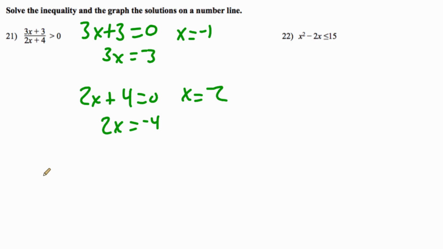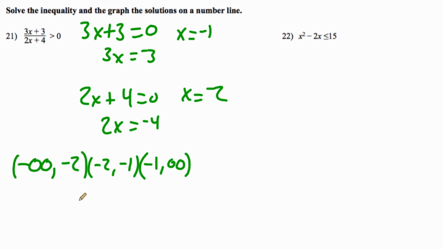What we need to do now is set up our test intervals. So first interval goes from negative infinity until it hits negative 2. We don't have the equals to line with our inequality, so all of these are going to be parentheses. Our second interval goes from negative 2 to negative 1. Then we go from negative 1 to infinity.